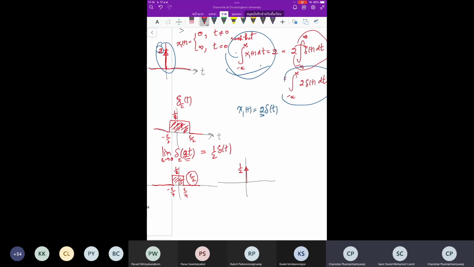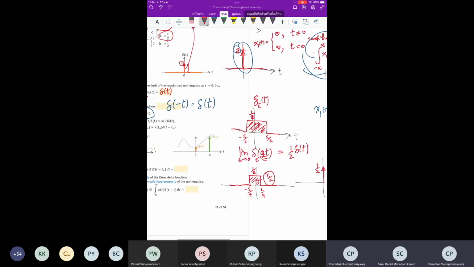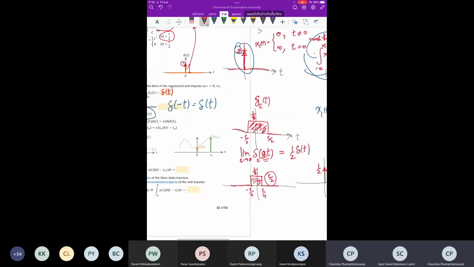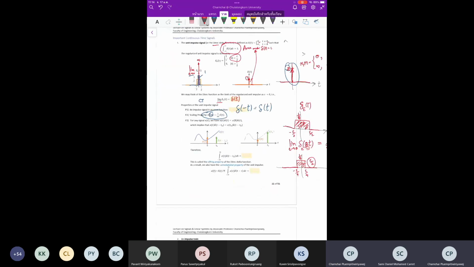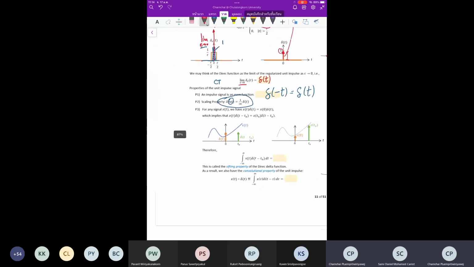So that's why we have this property. Actually, we're going to have absolute value as well. We'll learn that later, we'll understand it better later on. But at this point, remember this.